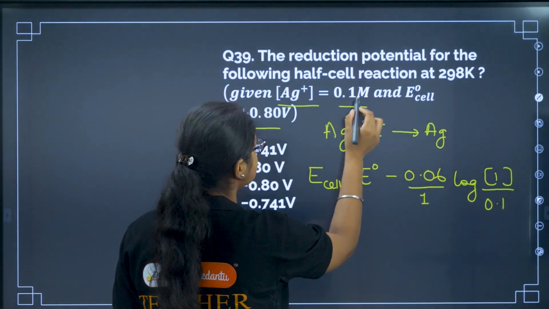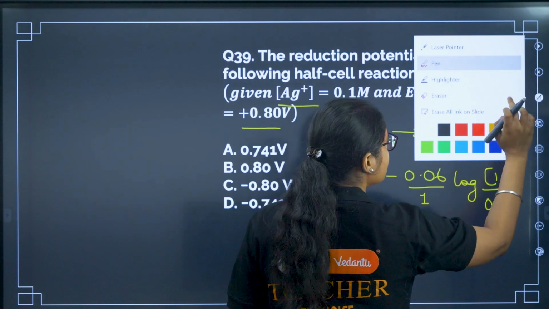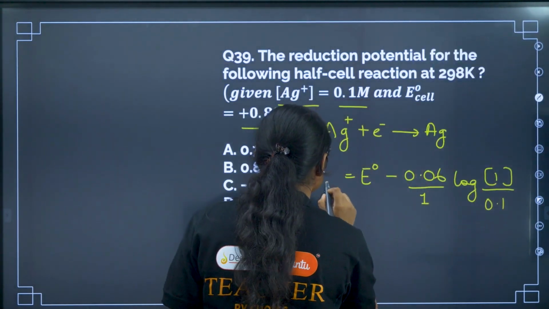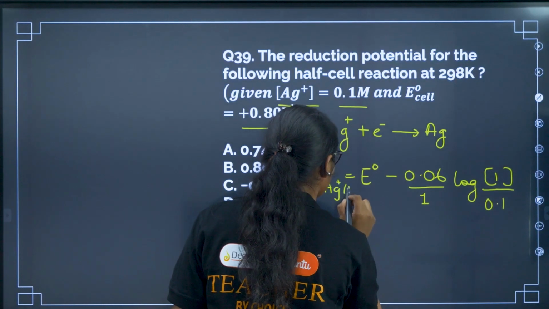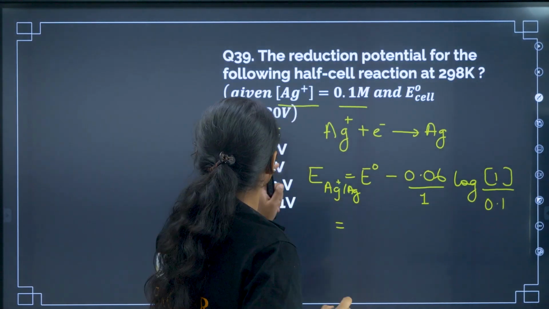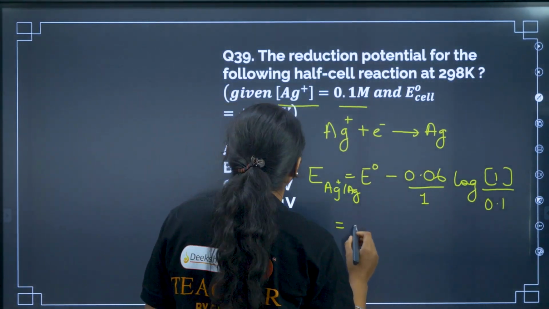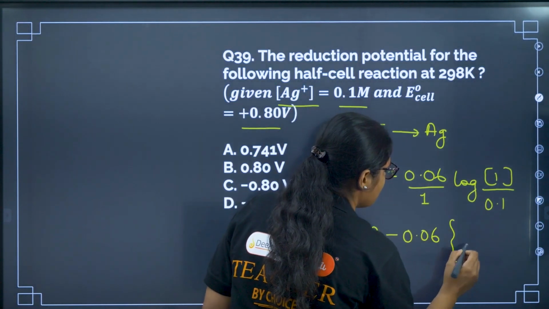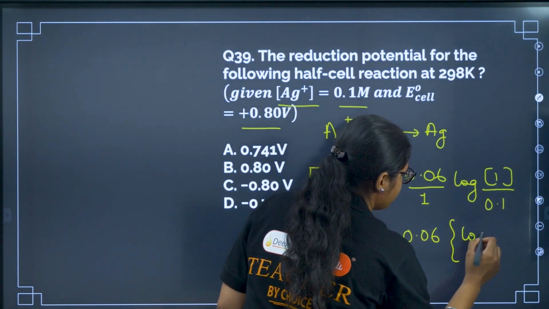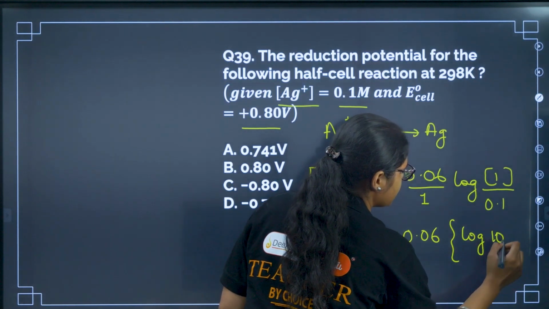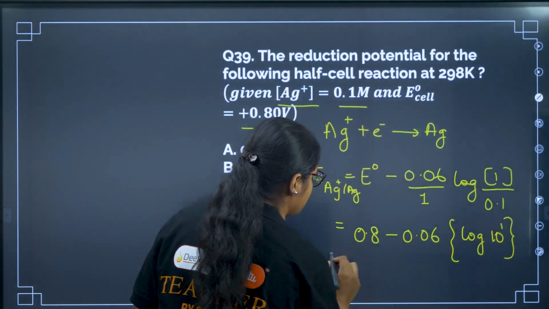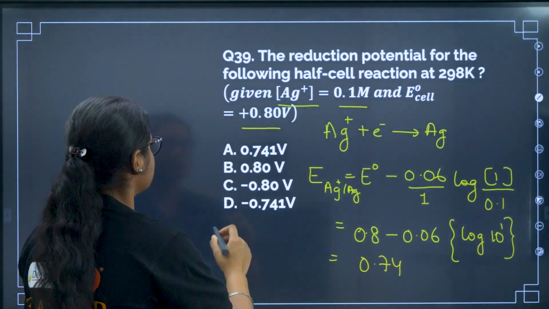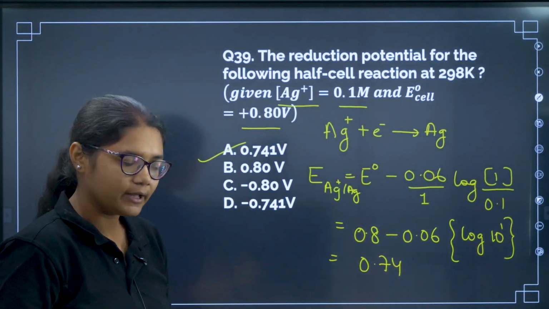Now we have to find E. E naught value is already given, so it is not actually E of the cell. I can write here E of Ag plus to Ag, the electrode potential. So E naught value given to you is 0.8 minus 0.06 log of 10 to the power of minus 1, so it will become plus 1. So that is 1. So I can write 0.74. So the correct answer for this question is option A. Okay, next.